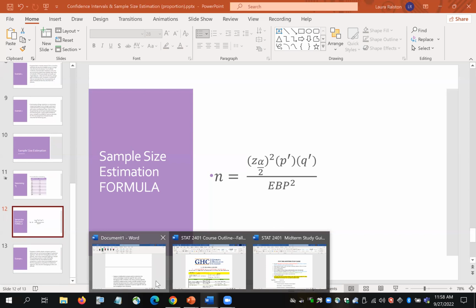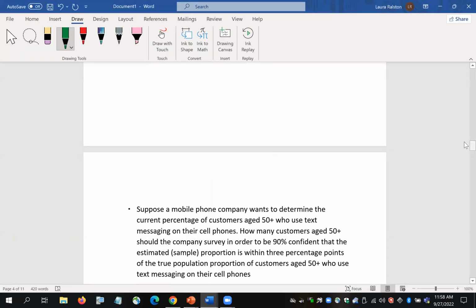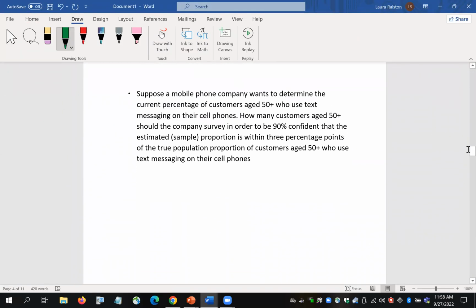We're going to get Z. Let's read it and I'll walk you through it. Let me write down that formula there. So we have N equals Z sub alpha over 2 times P prime times Q prime over the error bound proportion squared.